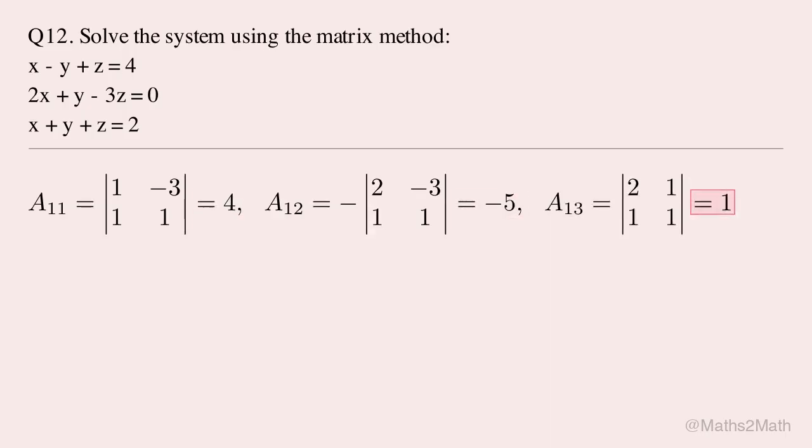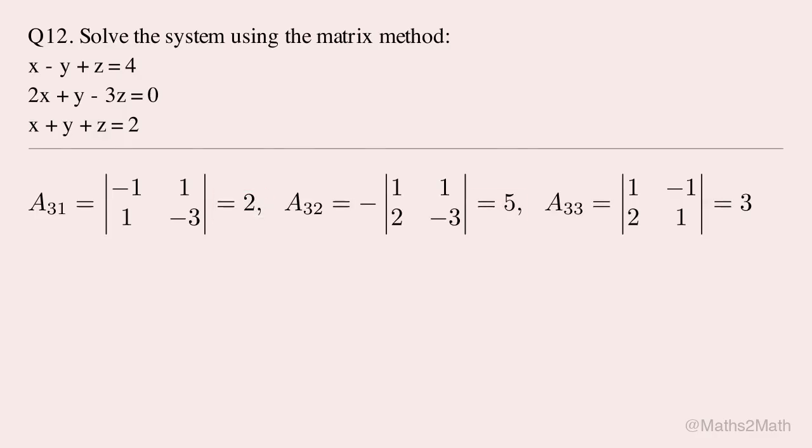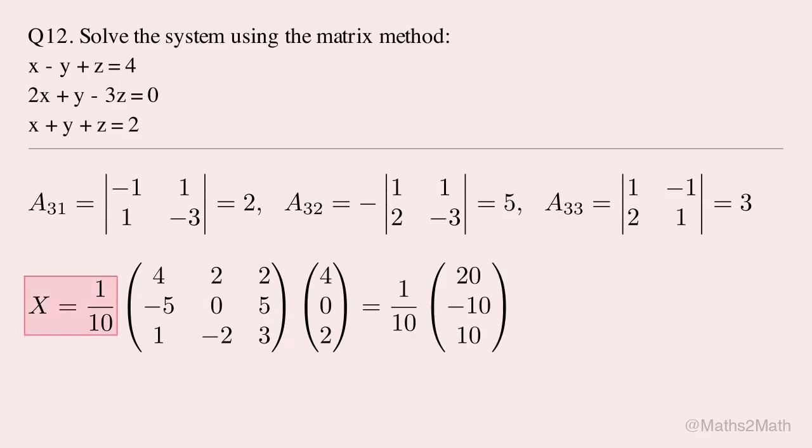Cofactors of row 1. Cofactors of row 2. Cofactors of row 3. Adjoint times b. 16 plus 0 plus 4 is 20. Minus 20 plus 0 plus 10 is minus 10. 4 plus 0 plus 6 is 10. Divide by 10. X is 2, y is minus 1, z is 1.